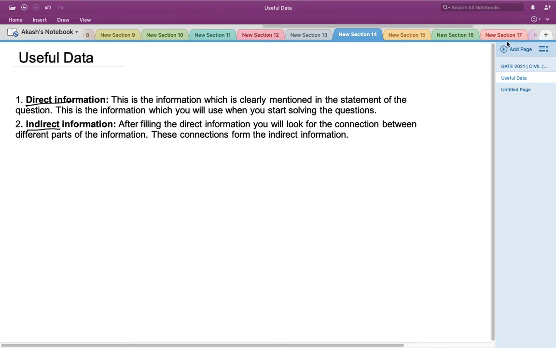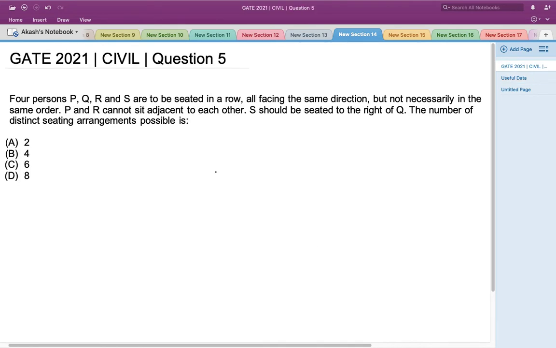So I've been given that 4 persons are to be seated in a row. This is a form of linear arrangement, and for simplicity, let's take the direction to be north. The first information given to us is that P and R cannot sit adjacent to each other. That is, P can never sit adjacent to R. The second information is that S should be seated to the right of Q. Now these are the two direct pieces of information given to us. Now we have to determine the number of distinct seating arrangements possible.